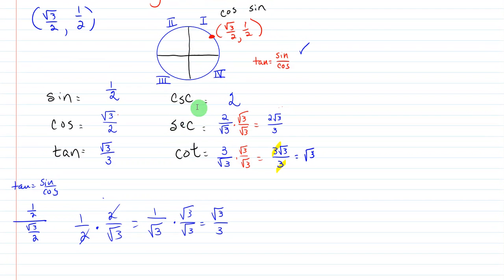The other 3 functions are the reciprocals of these. So cosecant, you just flip this, you get 2. Secant is the reciprocal of cosine. You flip that, and I've shown that math here. And tan and cotan are reciprocals, so I did the same thing. I flipped and I fixed it.